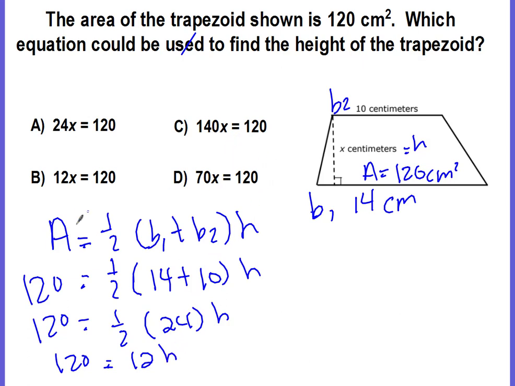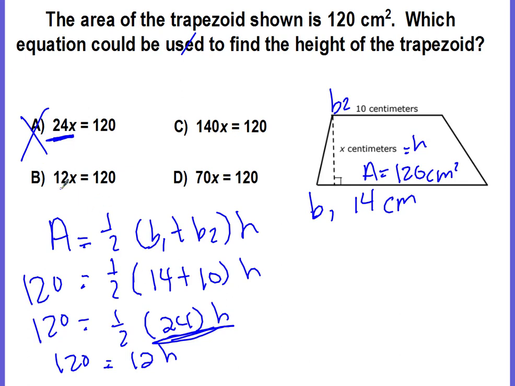Okay, let's go through our equations. Our answer choices. A is 24x equals 120. So what did they forget to do here? And this x should be an h. Sorry about that. They forgot to multiply half. Here's the 24h, 24 times h, which is what they have here. So they forgot to take half of the 24. So A is not our answer choice.